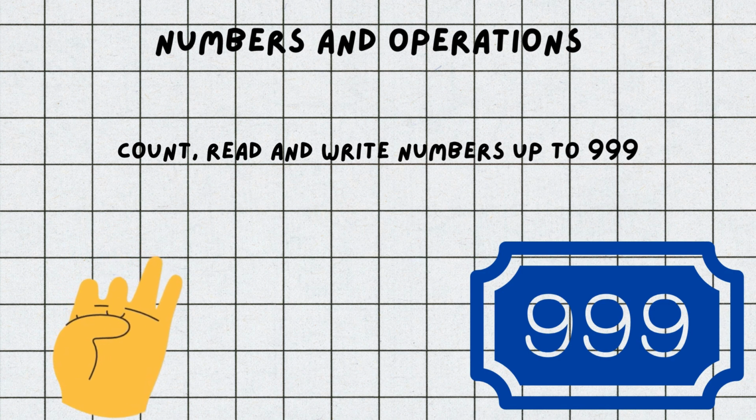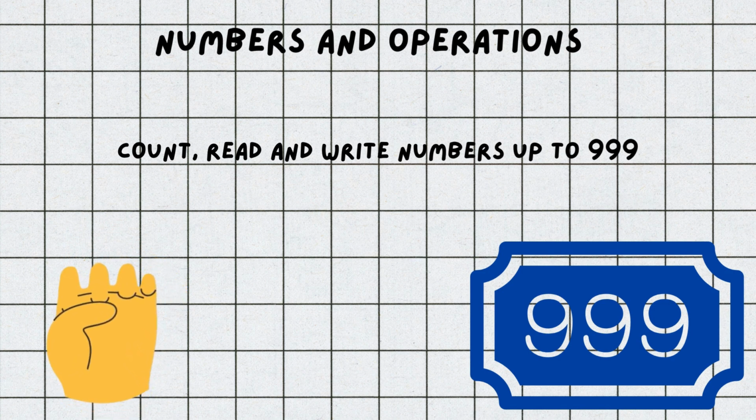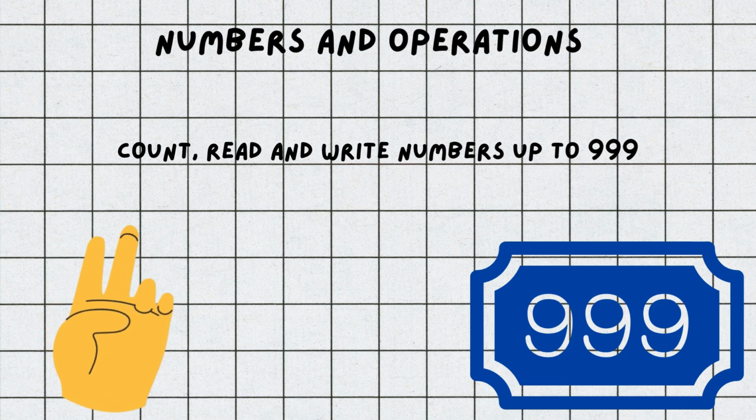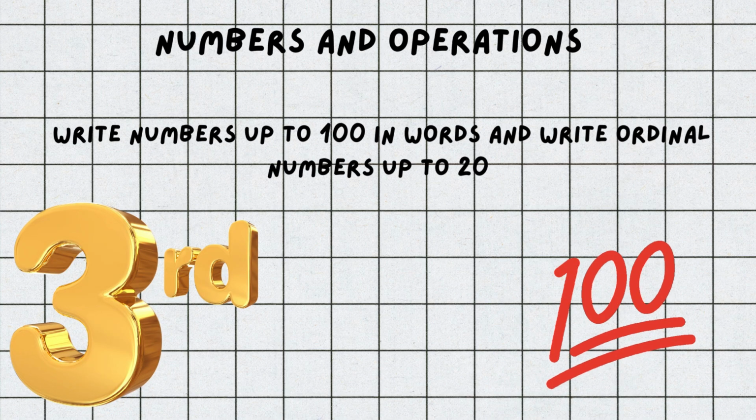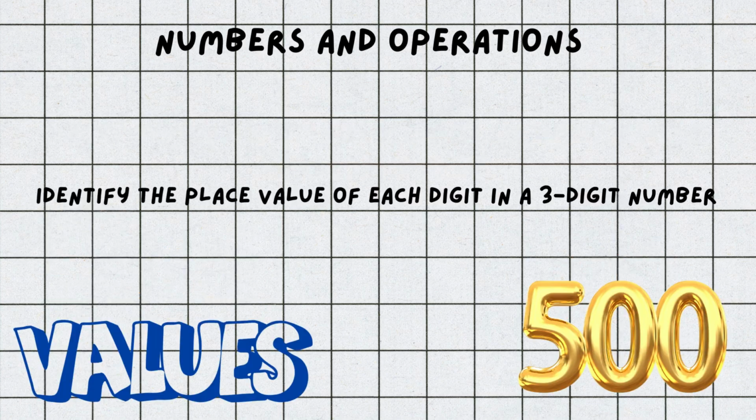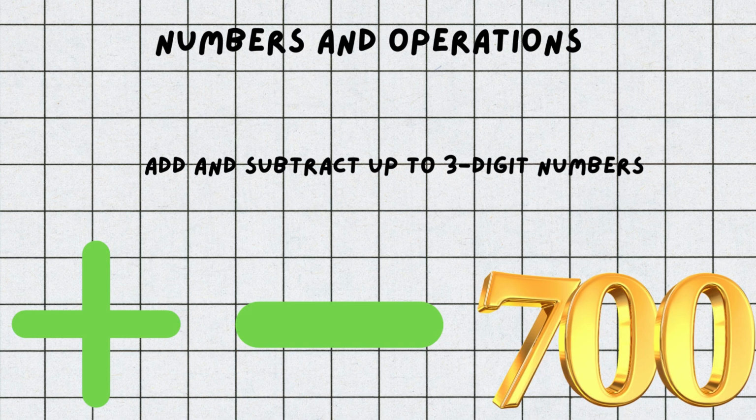Numbers and operations. Count, read, and write numbers up to 999. Write numbers up to 100 in words and write ordinal numbers up to 20. Identify the place value of each digit in a 3-digit number. Add and subtract up to 3-digit numbers.